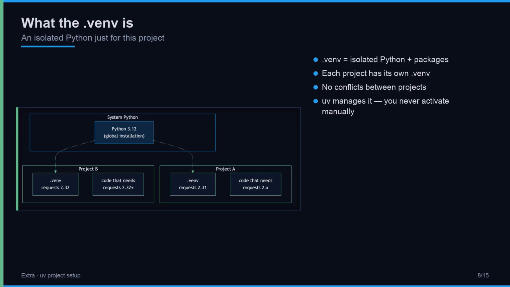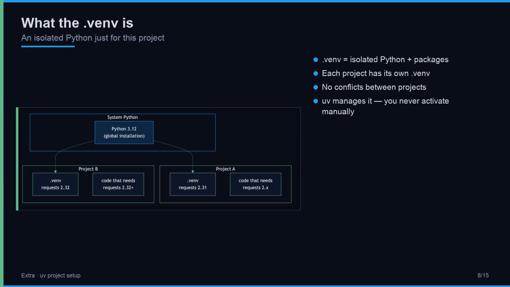When you install requests with uv add, it goes into the .venv, not into your system Python. This means project A can have requests version 2 while project B has requests version 3, no conflicts. Each project is a bubble. uv creates and manages the bubble automatically. You never activate or deactivate it manually, uv run does it for you.